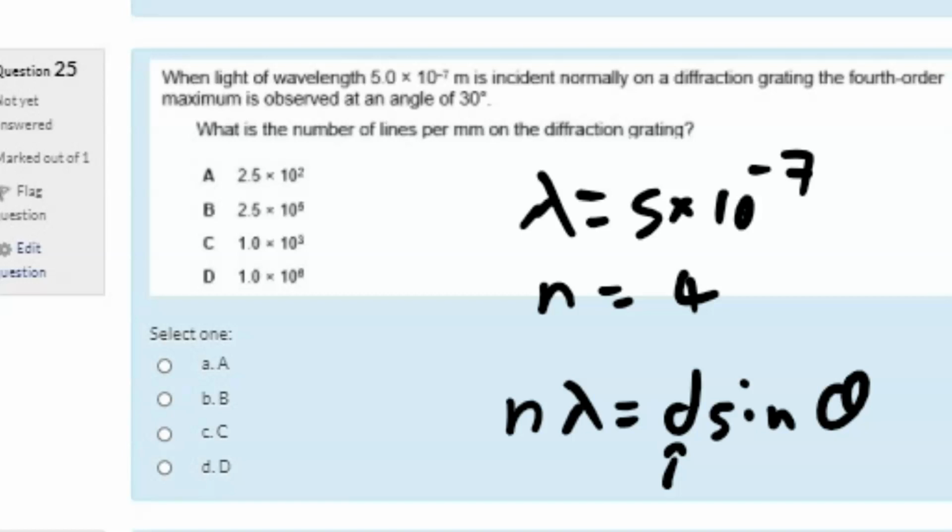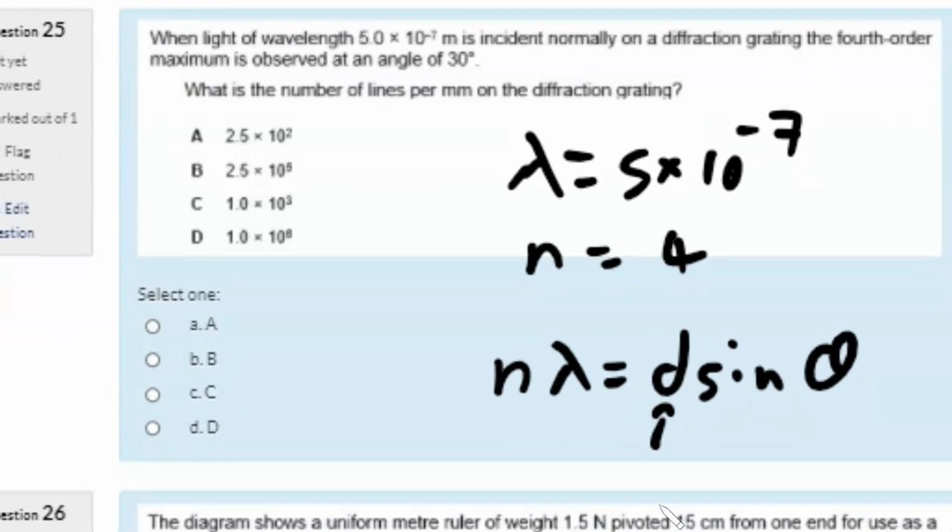Let me just double check we're okay with that. No, I'm being an idiot. That's D, of course, the distance between the lines. So if I've got all these diffraction gratings, that's D there. So I need to convert that. So 1 over D equals the lines per unit length, and n lambda over sine theta equals D.